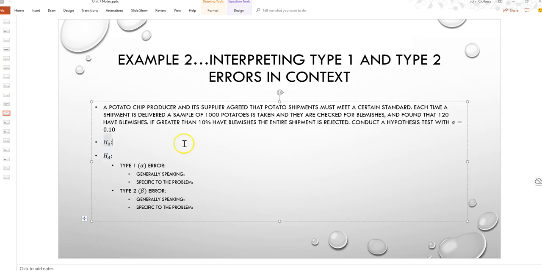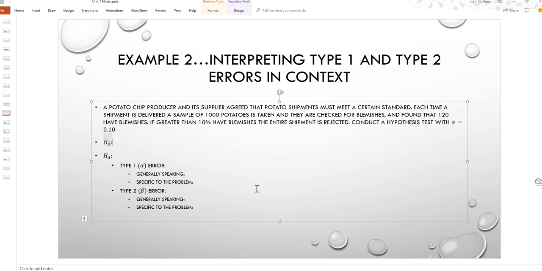Okay. So here, we have a potato chip producer and its supplier agreed that potato shipments must meet a certain standard. Each time a shipment is delivered, a sample of 1,000 potatoes is taken and they are checked for blemishes. Now, let's say in this scenario, it was found that 120 had those blemishes. If greater than 10% have blemishes, then the entire shipment is rejected. Conduct a hypothesis test with alpha equal to 0.10.